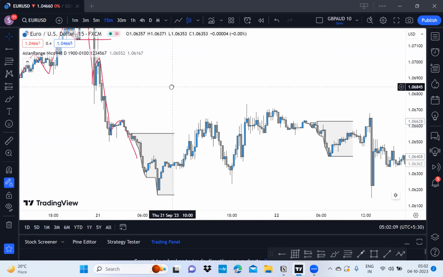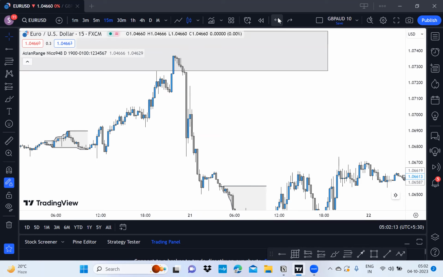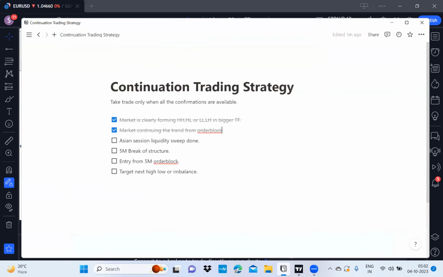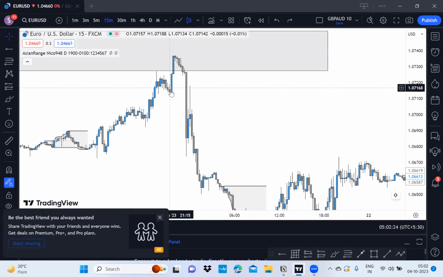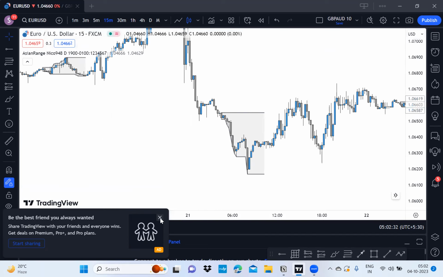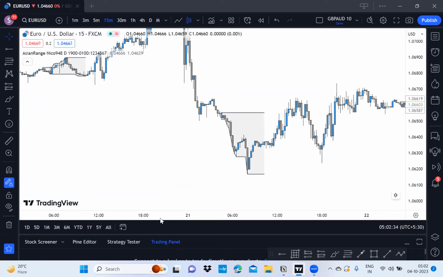So what is the trend here? It is a downtrend. Yes. So what we do is, we know that market is continuing downside. Now we need the confirmation, right? Market is continuing from the order block. Market broke the previous low. Here we know that market broke this previous low, and this is the POI, or this is the order block from where market will continue. Now this is clear that from here market will continue.